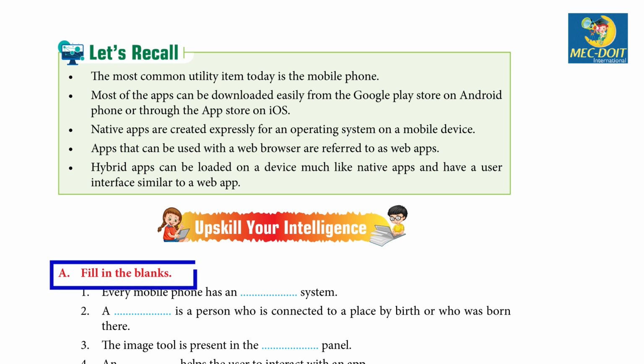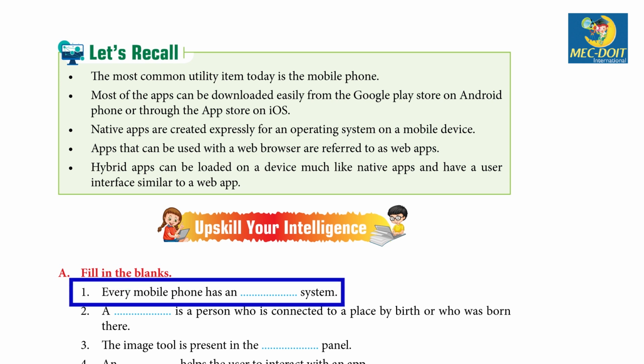A. Fill in the blanks. 1. Every mobile phone has an operating system. Answer: operating.